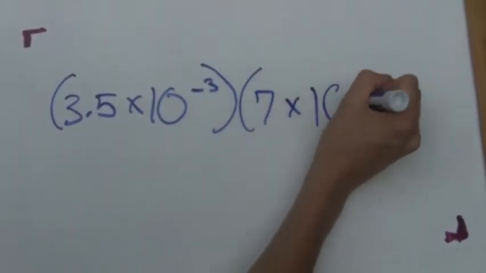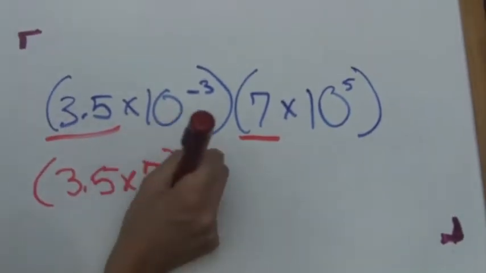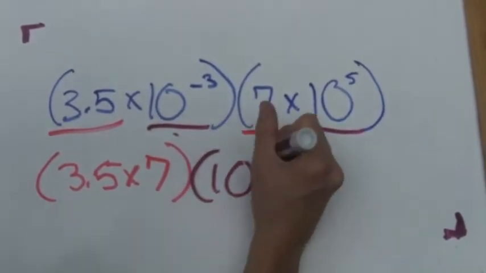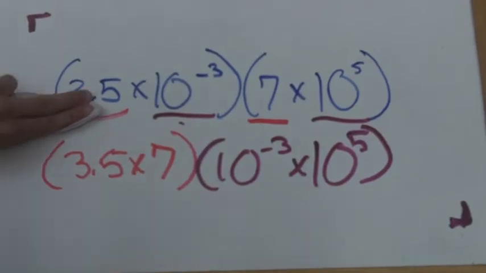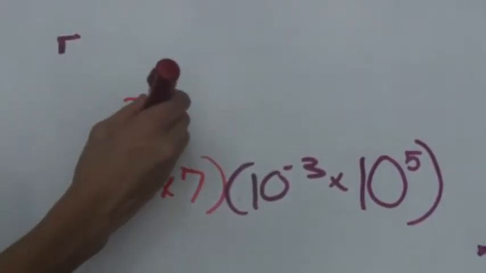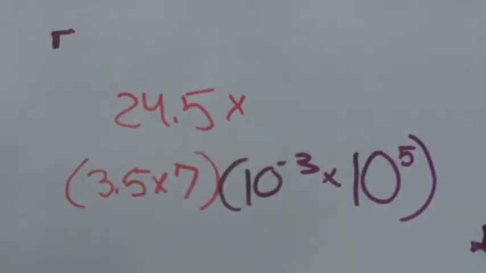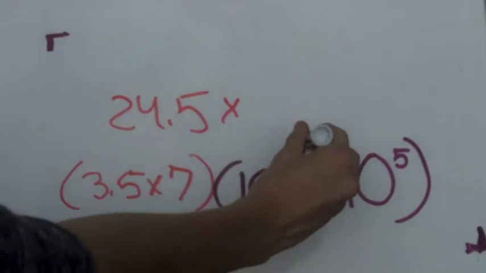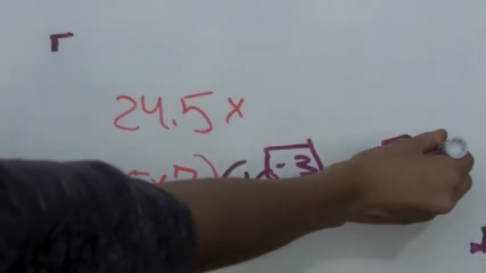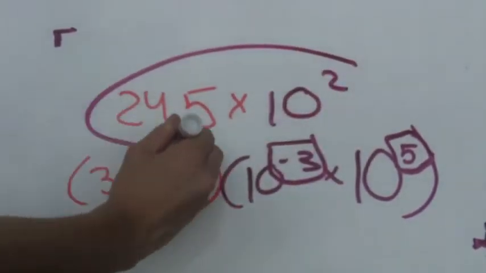Thanks to the commutative property, we can make this say 3.5 times 7 times 10 to the negative third times 10 to the fifth. We can then express this whole thing in scientific notation by multiplying 3.5 by 7 to get 24.5, and 10 to the negative third and 10 to the fifth to get 10 to the second. Our answer is 24.5 times 10 to the second.